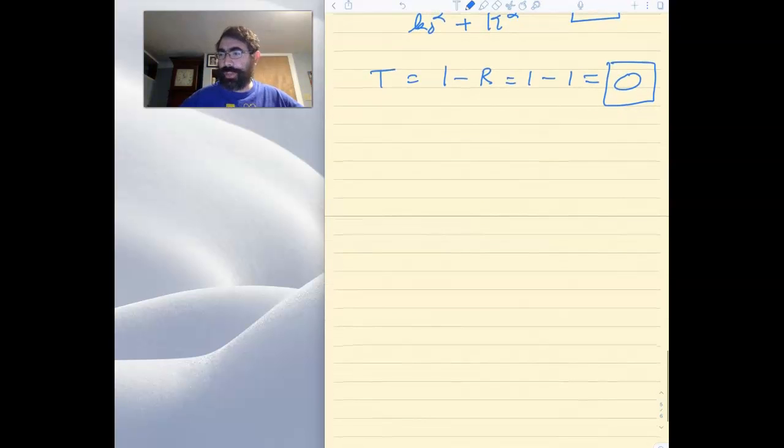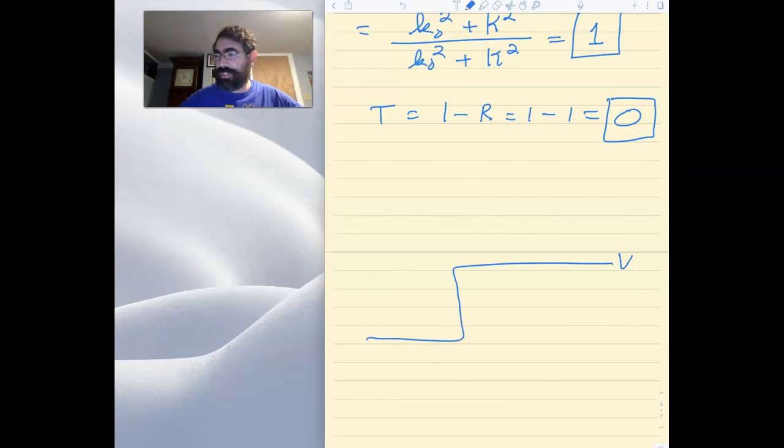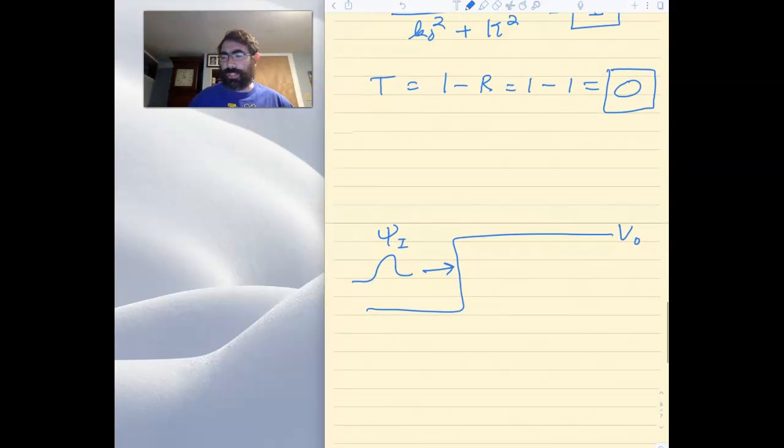So if I again draw my barrier, then I have my incident particle coming in, hitting this, and then reflecting back with a wave function. And that's going to happen 100% of the time. What happens in here? I have zero probability that it is inside the barrier. But then I just said at the beginning that, wait a minute, the wave function for the transmitted particle still exists inside the barrier. So what's going on here?